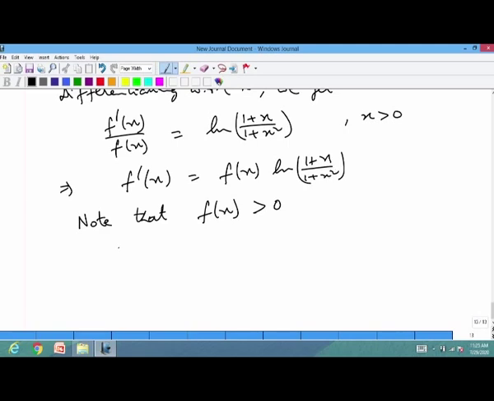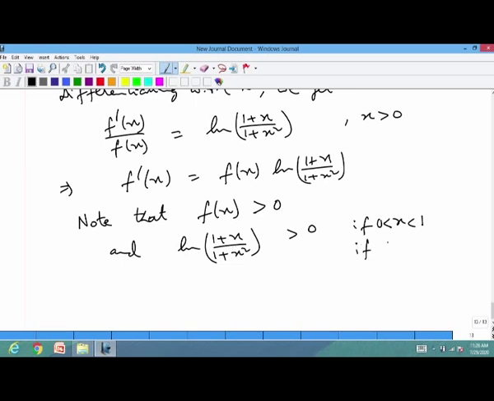So, log of (1 plus x) by (1 plus x square) is positive if x is between 0 and 1, because if x is less than 1, then 1 plus x will be bigger than 1 plus x square. For x between 0 and 1, x square is smaller than x. So, this ratio (1 plus x) by (1 plus x square) is bigger than 1, and log of anything bigger than 1 is positive.